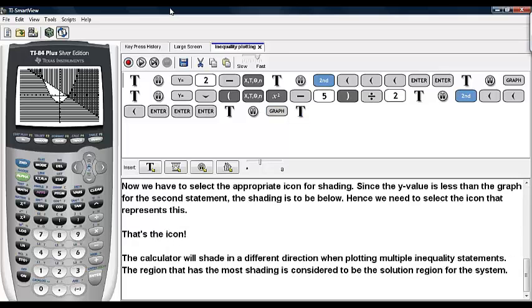And the calculator will shade a different direction when plotting multiple inequality statements. The region that has the most shading is considered to be the solution region for the system. And this is how you can plot inequalities on the graphing calculator.